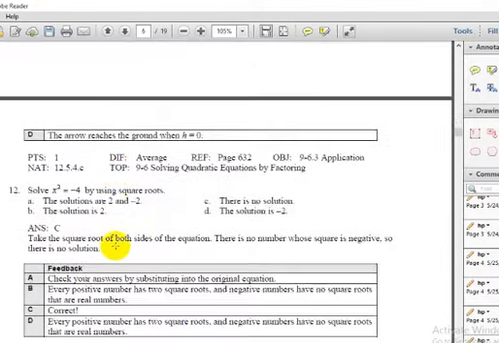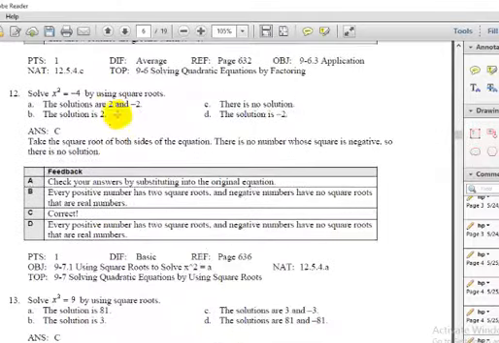Okay. Let's complete here the square root. Do you remember the square root? Do you remember the perfect square numbers? Can you tell me the perfect square numbers? 1, 4, 9, 16, 25, 36.